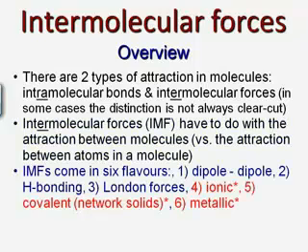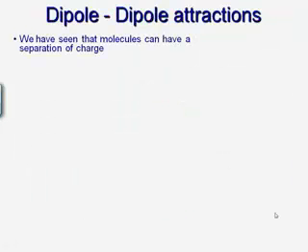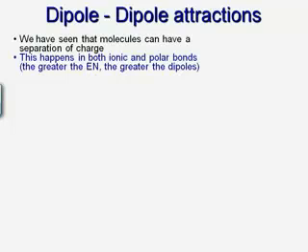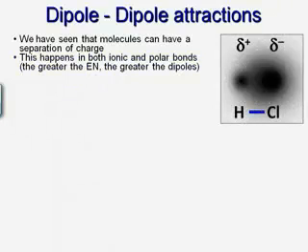Okay, there are 6 basic types of intermolecular forces that we're going to look at in Chapter 10. The first 3 listed here will be discussed in this presentation, and then there'll be a follow-up presentation dealing mostly with solids that will discuss the last 3. Okay, the first one we're going to look at are the dipole attractions, and this occurs in what we have referred to as polar molecules.